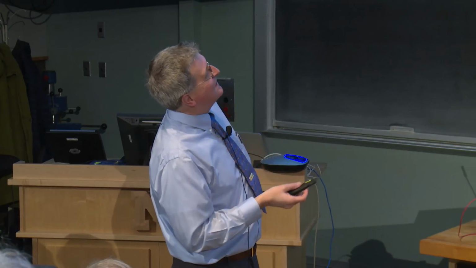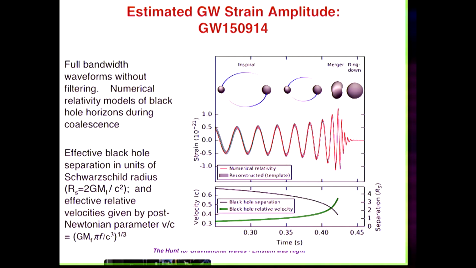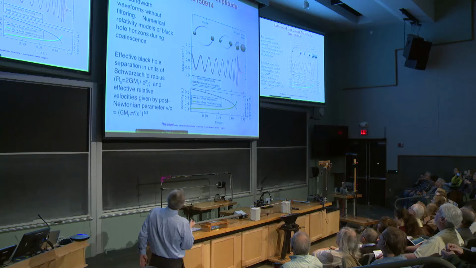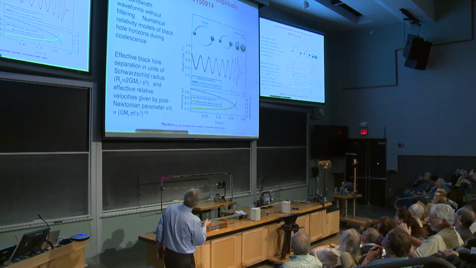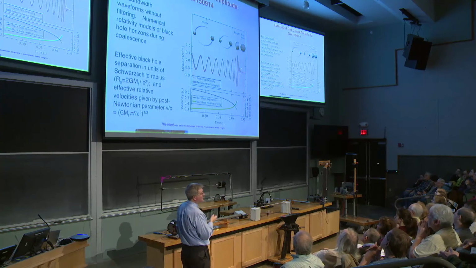Okay, now, I showed you the waveform as detected by the interferometers. This is what we think the waveform looked like without the filtering of the sensitivity of our interferometer. Our interferometers are not the same sensitivity across all the frequencies, so if you correct for that, you get this kind of a waveform. And this cartoon shows you the different stages that you're seeing in the waveform.